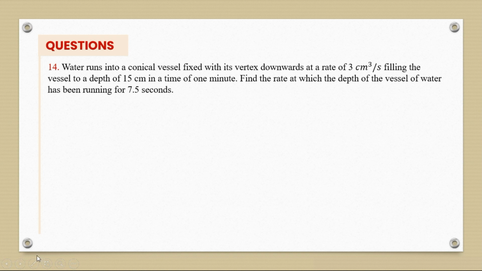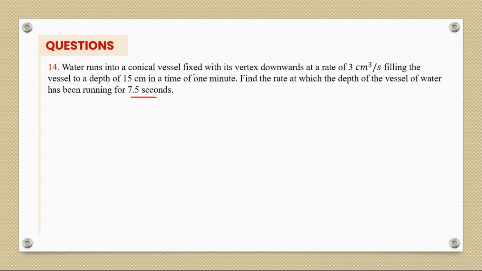Alright, so moving on to the next question. This is question number 14. We're told that water runs into a conical vessel fixed with its vertex downwards at a rate of 3 cubic centimeters per second, filling the vessel to a depth of 15 centimeters in a time of 1 minute. We're told to find the rate at which the depth of the water is increasing after the water has been running for 7.5 seconds.